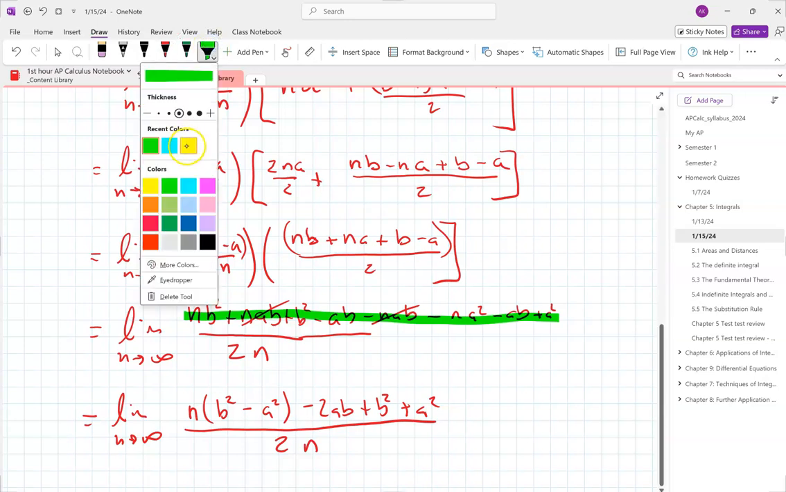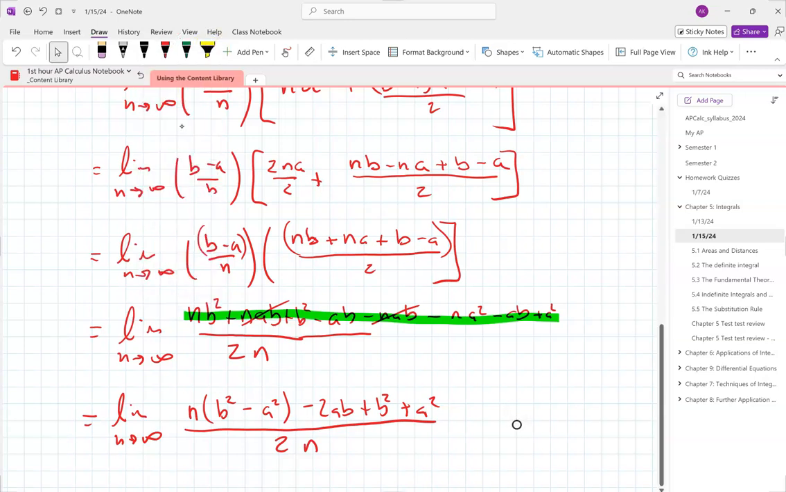The limit I'm trying to do now is an infinite limit. I have a rational function, a polynomial over another polynomial. The degree of the polynomial on top is 1. The degree of the polynomial on bottom is 1. So the limit is just going to be the leading coefficient of the numerator over the leading coefficient of the denominator. And that's what we're trying to get to.